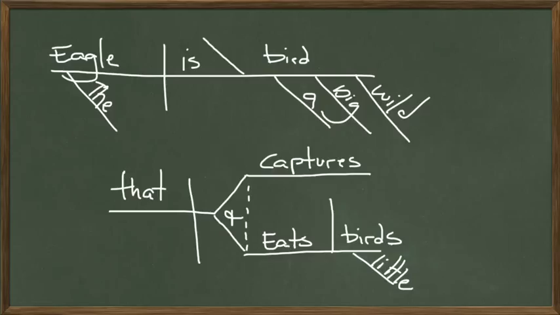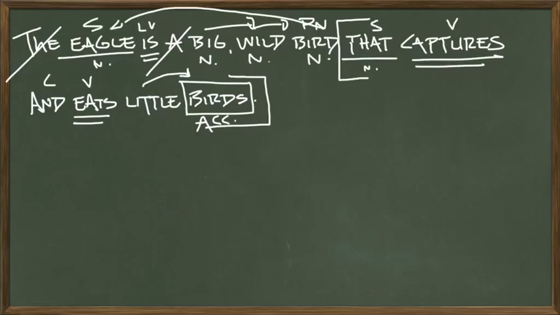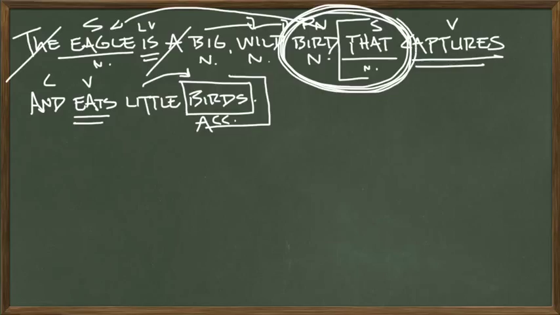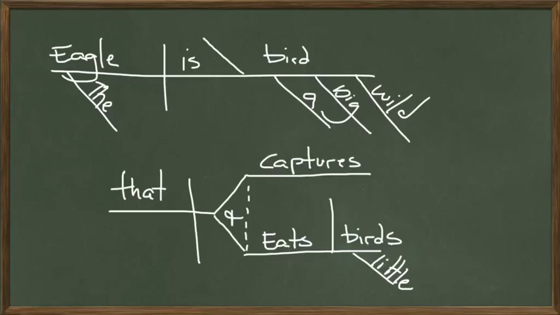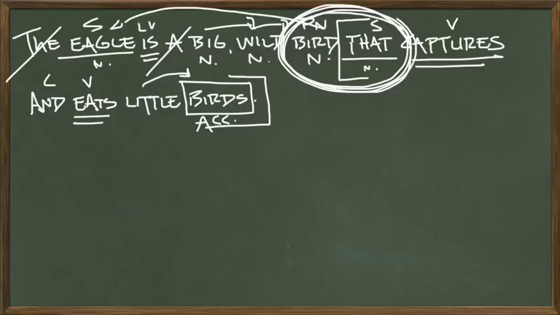Now all we have to do to finish this diagram is connect the antecedent to the relative pronoun. And if we go back over here, we'll see that these two are really connected. That, the word that replaced bird. Bird is the antecedent. That is the relative pronoun. So we come back over here and we just connect them with a dotted line. The eagle is a big wild bird that captures and eats little birds. Okay, now let's go back and translate it.